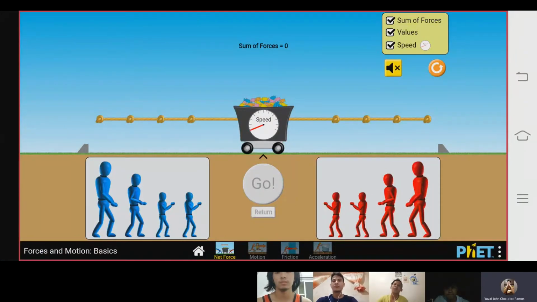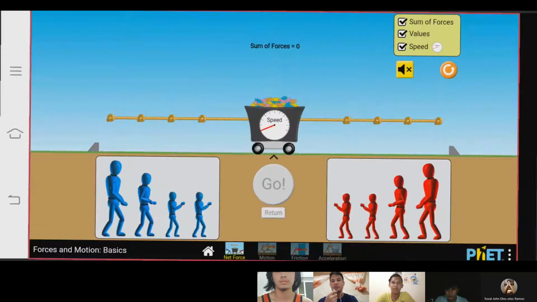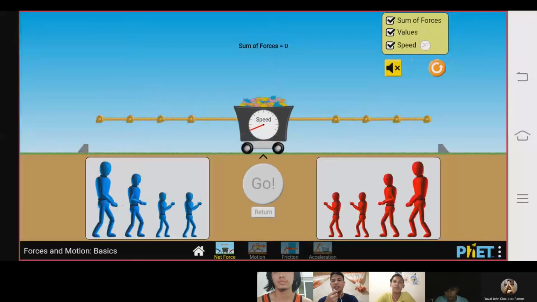So, experiment number 4. Forces and motion. Kuya Wilmar, pabasa nga po objectives. Okay po. Hello. So for our objectives, number 1, investigate the relationship between force acting on an object and that object's motion. Then for number 2, predict the motion of an object.